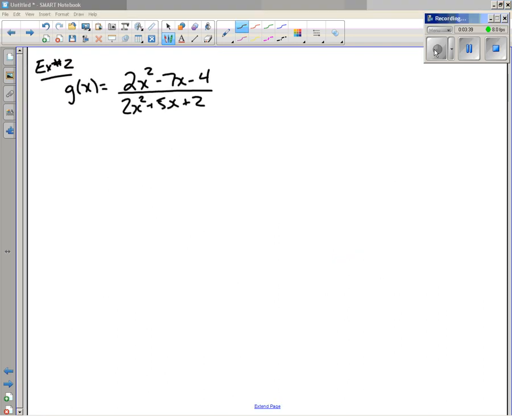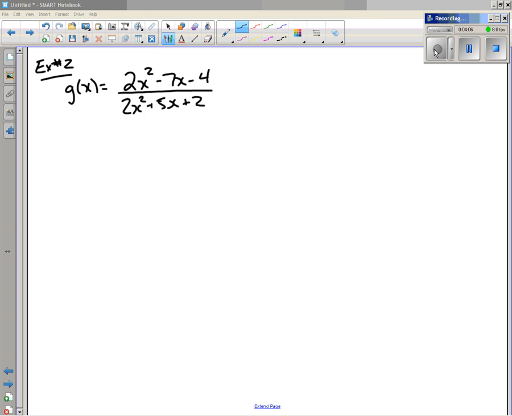Okay, so we'll do a second example here. Our second example is we're going to look at sketching the graph of 2x squared minus 7x minus 4 over 2x squared plus 5x plus 2. Okay, so what's going to be our first step in this case? Okay, so we're going to factor out the numerator and the denominator. So whichever one you want to factor first, we can.